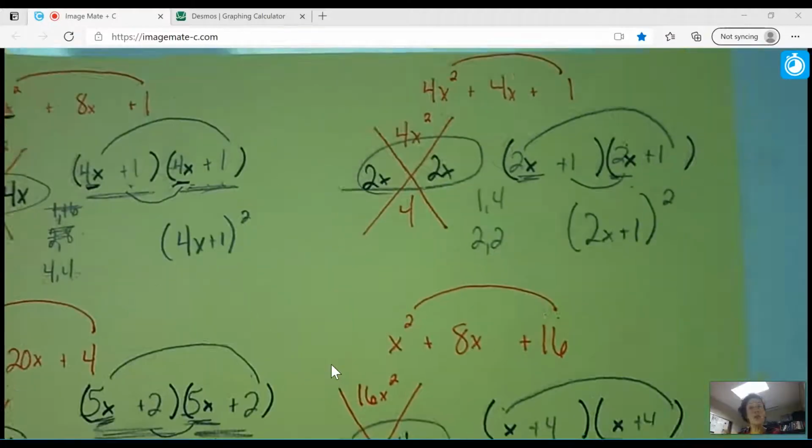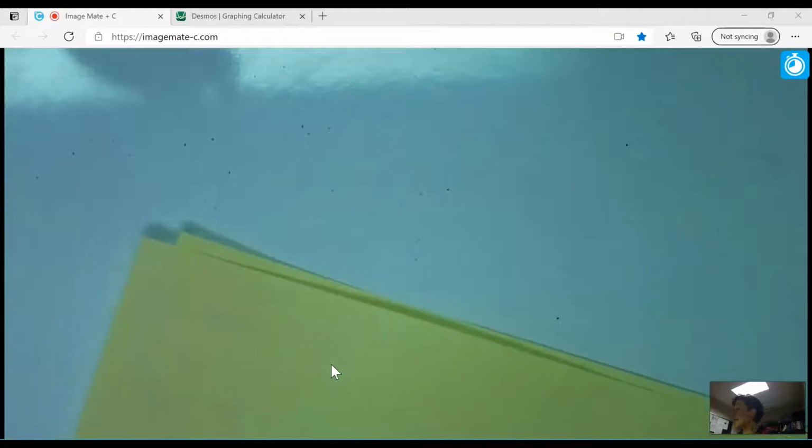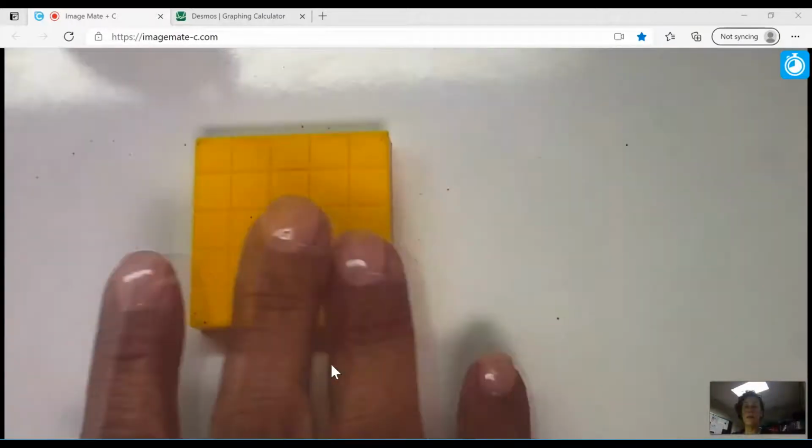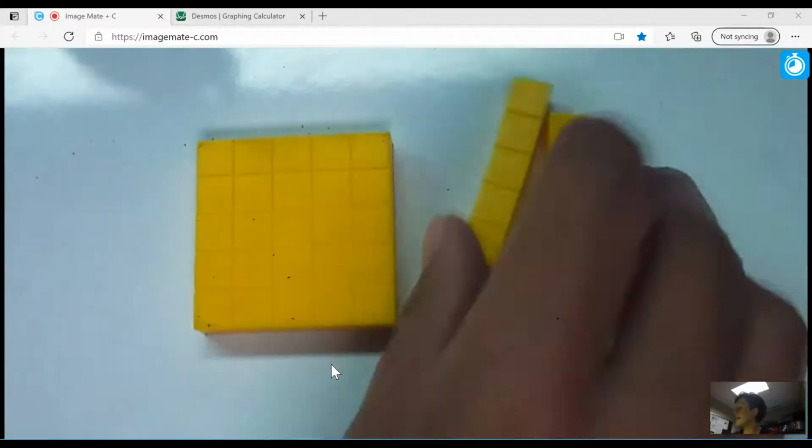So that was just, you could sit back and watch that. You didn't have to necessarily write all that down. And now we're going to start to look at this process called completing the square. So this is not some tools that you have at home. So you just kind of got to watch what I have.